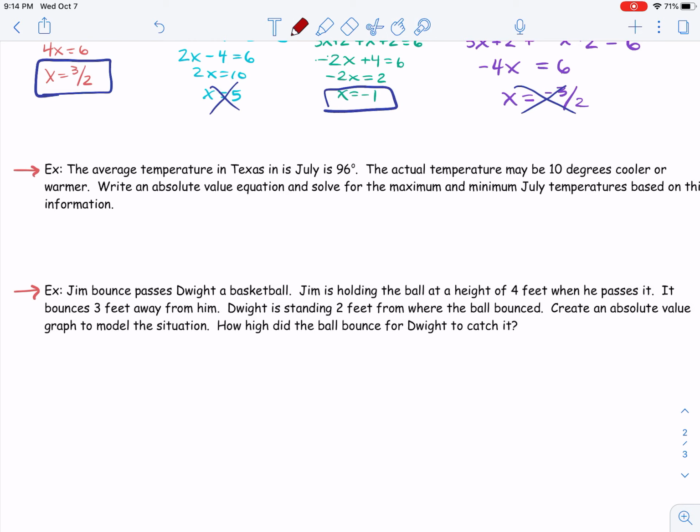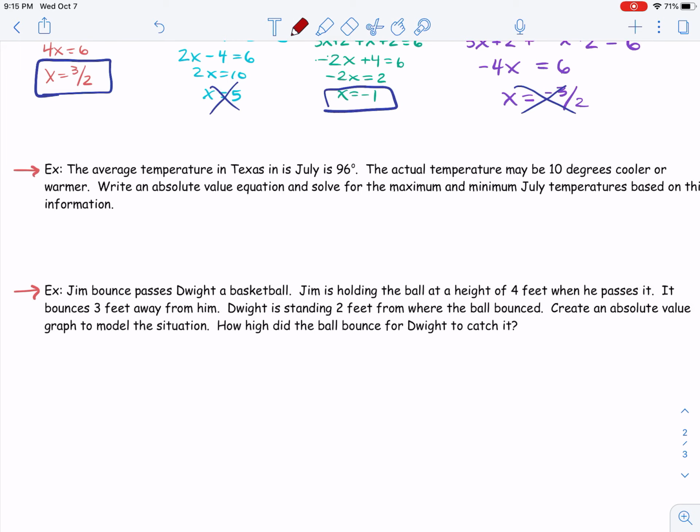And so it says the actual temperature may be 10 degrees cooler or 10 degrees warmer. Write an absolute value equation and solve for the maximum and minimum July temperatures based on this information. So, the difference between the actual temperature and the average is 10 degrees, whether it's 10 degrees warmer or 10 degrees cooler. So, how do we write that as an absolute value equation? Think about what I'm saying here.